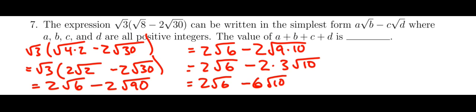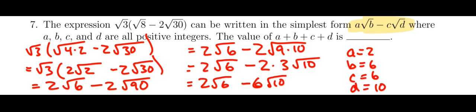Now, when I compare that to the piece that I was just looking at a moment ago, the question, I can see that a is 2, b is 6. Now the negative sits there in front, so c is actually going to be positive 6 because there's a negative in both of those, and d is going to equal 10. And if I add those up, 2 plus 6 is 8, plus 6 is 14, plus 10 is going to make that sum 24.